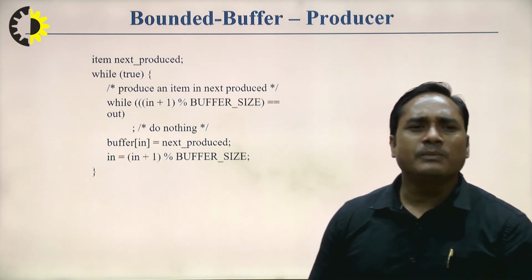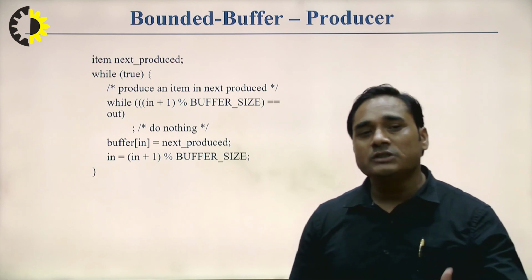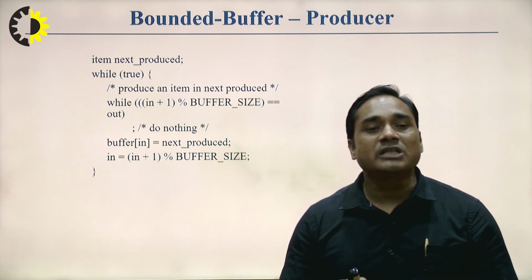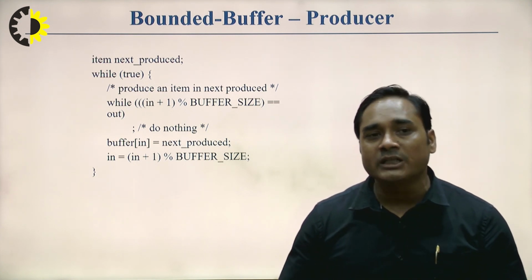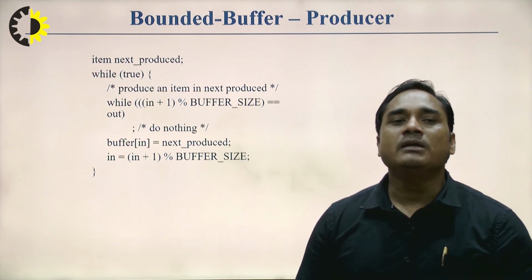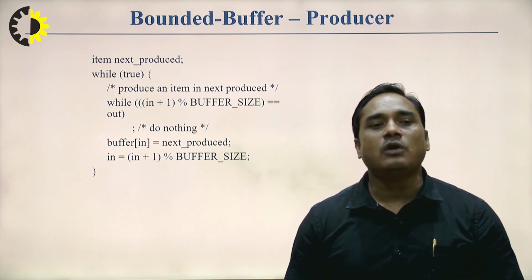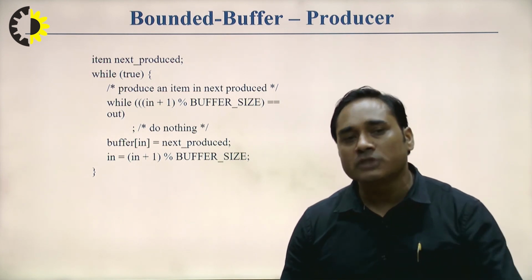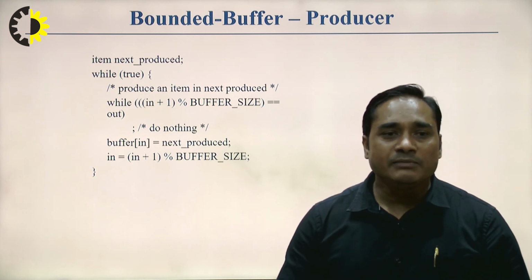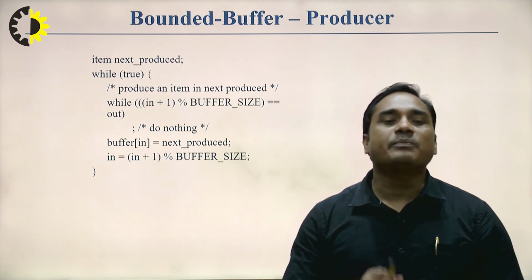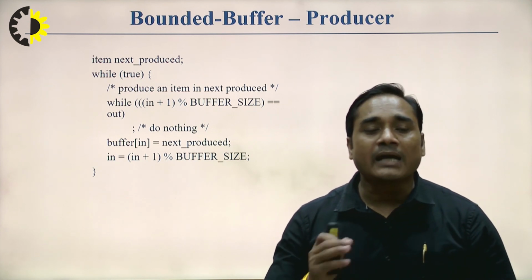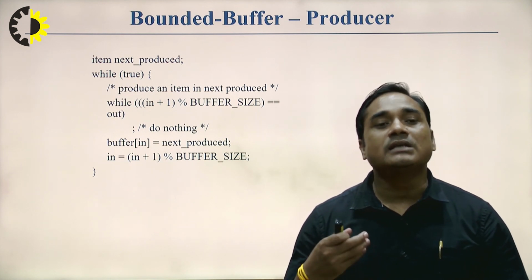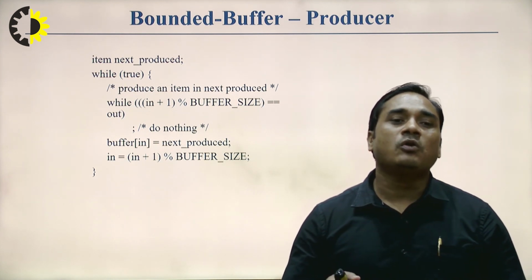So here is the bounded buffer producer process. How does the producer start producing items? Item next_produced means that it will check the buffer size: produce an item in next_produced while ((in + 1) % BUFFER_SIZE == out). First it will check the buffer size, how many items you have produced and what the size of the buffer is. If space in the buffer is available, then the producer will produce the next item, and again it will check the size of the buffer. If buffer space is available, the producer will now produce the next item.